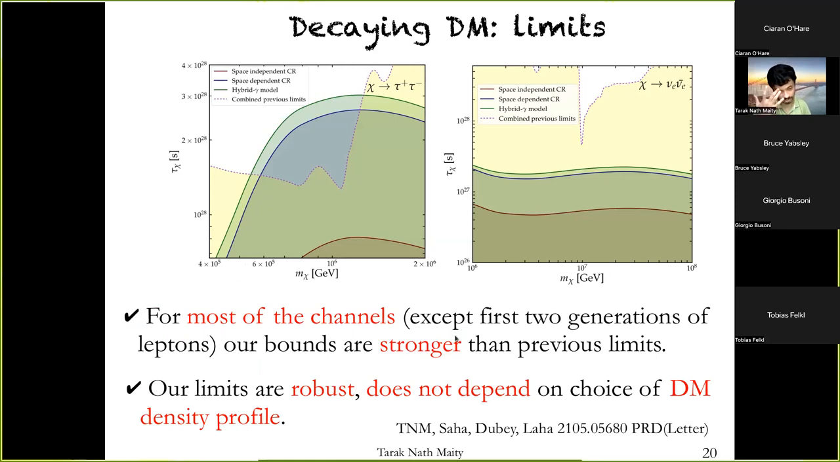Then one may ask whether our bounds depend on the dark matter density profile or not. Since this Tibet AS gamma experiment is not looking at the galactic center, where dark matter density profiles are different, our bound doesn't depend on the different dark matter density profiles. So in that sense, you could say it is robust.